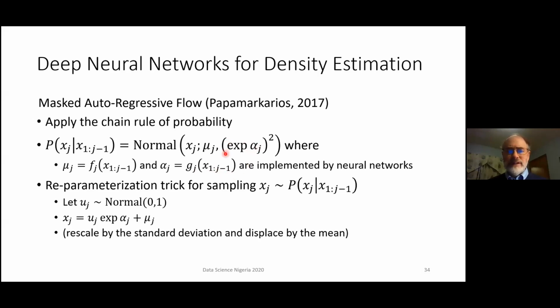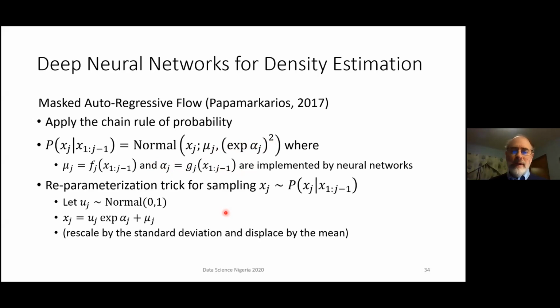They're representing the variance as the exponentiated value of alpha j. Alpha j is therefore a real value that can be negative. When we exponentiate it, we get a positive value, and that is the standard deviation. We square it to get the variance.